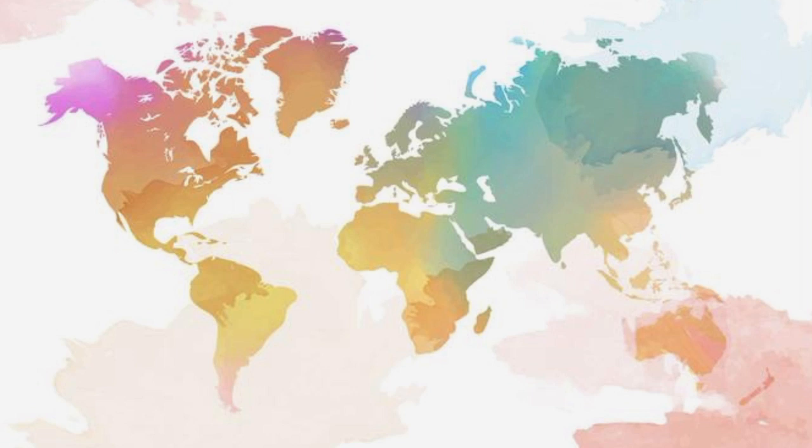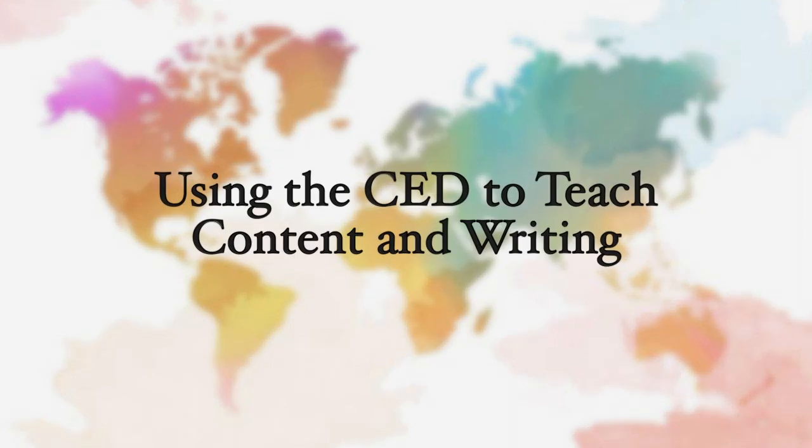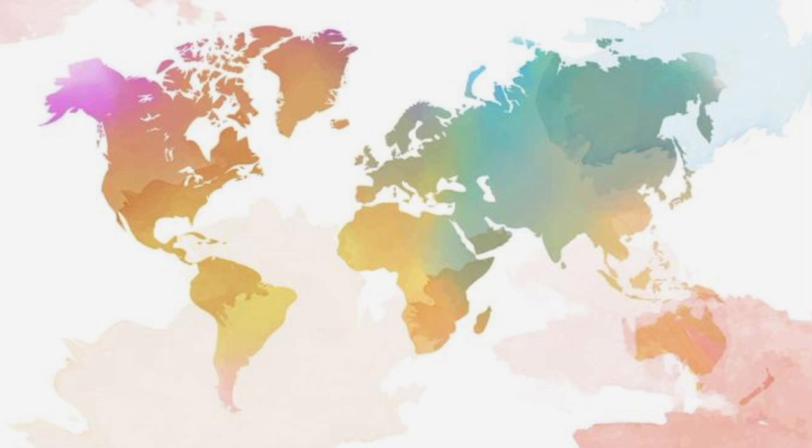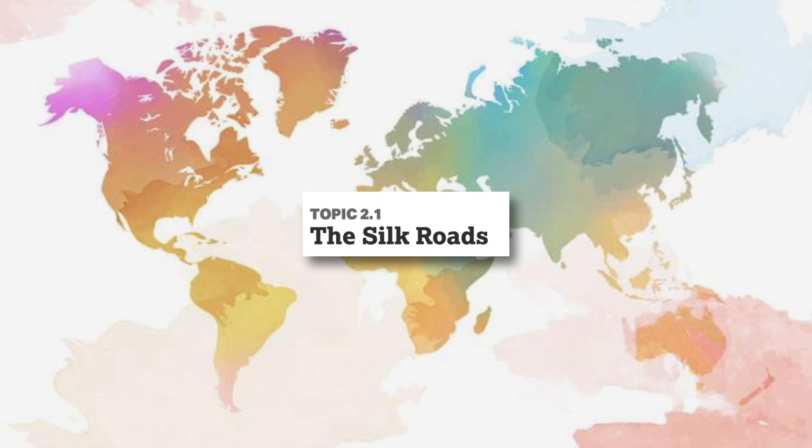Hello again everyone, and welcome to another video, and this one is going to be on using the CED, or the Course and Exam Description, to teach content and writing in AP World History Modern. Now, to get started, we need a topic to begin with, so we're going to look at topic 2.1, which you'll do fairly early in the year, and this is the Silk Roads.